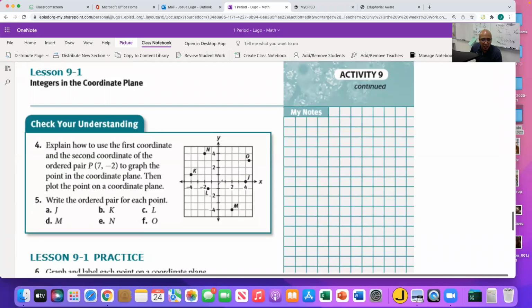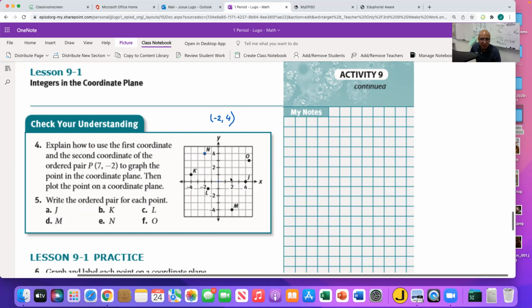For example, if I were to look at point N up here, notice how we start at 0 and we go to the left. So that's -1, -2. And then from there we go up. It's going to be positive because up is always positive: 1, 2, 3, 4. So (-2, 4). That would be point N.